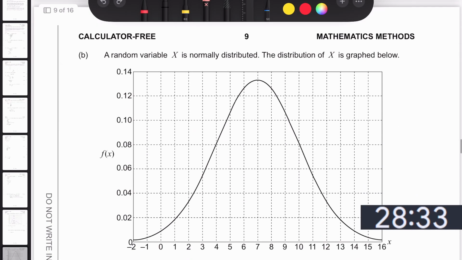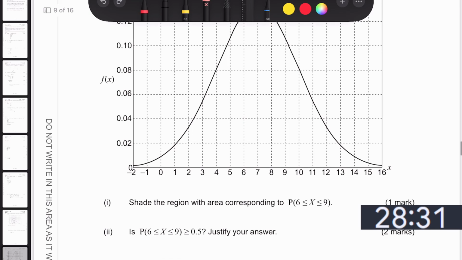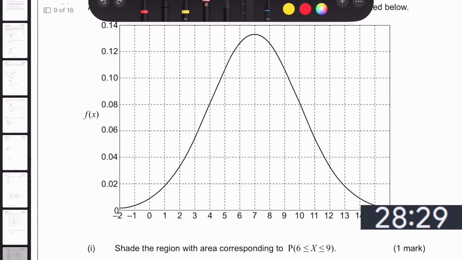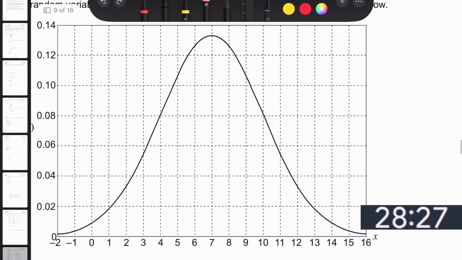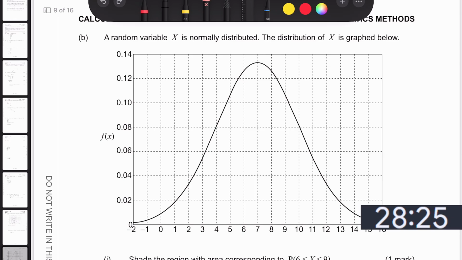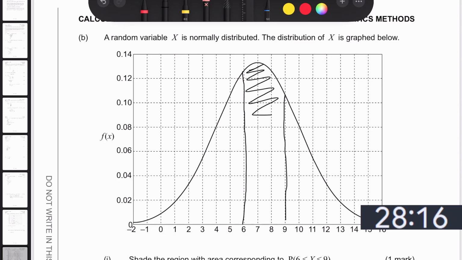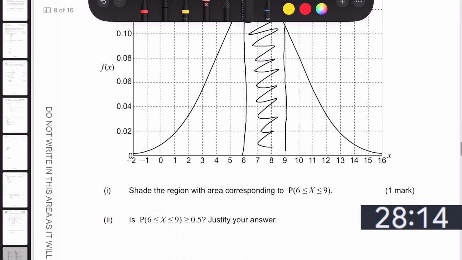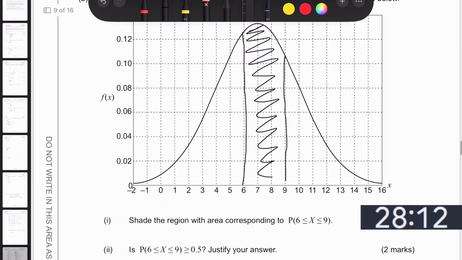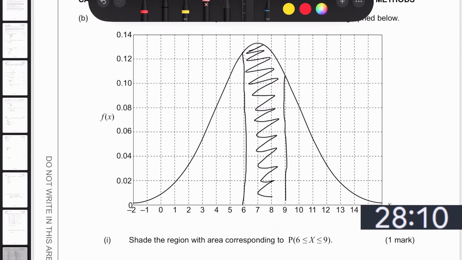A random variable normally distributed is graphed below. Shade the region corresponding with 6 to 9. So this will be full lines. 6 to 9. So greater than 0.5. Justify your answer.